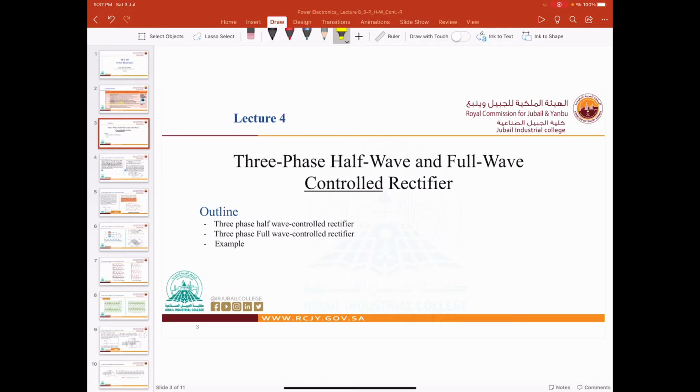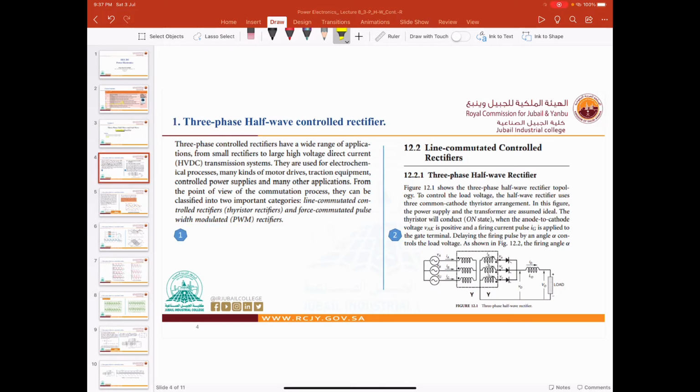Now, this is the topic for today: three-phase half-wave and full-wave controlled rectifier. And I am insisting on the word here, which is controlled, right? So we will use a thyristor with a gate. We will give the signal to the gate in order to control alpha, right? So we will outline some important things, and we will go through an example also. Now let's go to the first slide here.